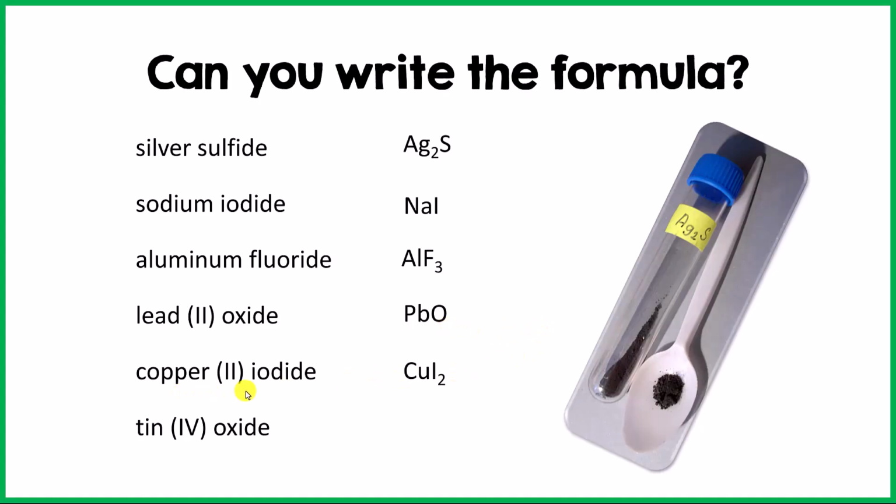Copper 2 iodide. Copper has a +2 charge here from our Roman numeral, so it takes 2 iodines to balance that out. Tin 4 oxide is going to be SnO2 because this +4 from the tin needs to be balanced out with 2 of the -2 charge oxygens.